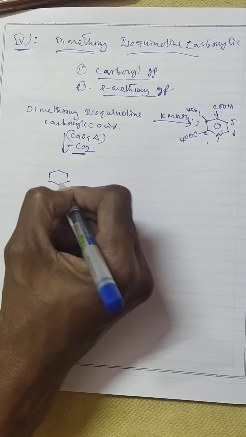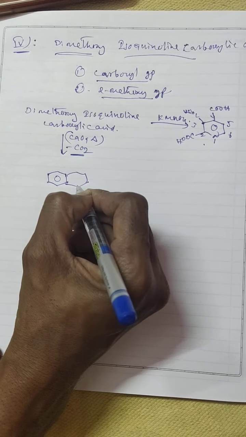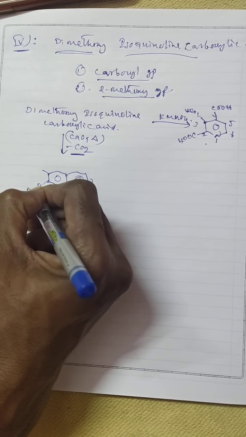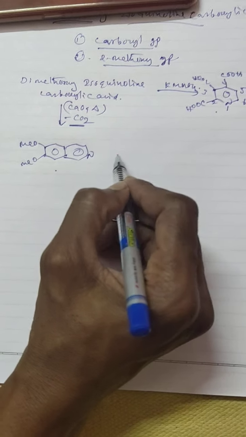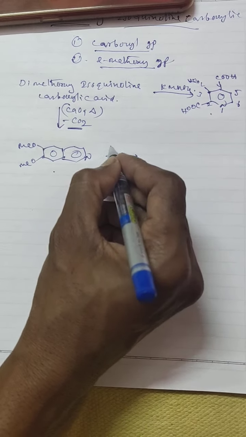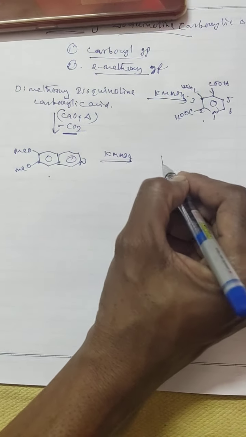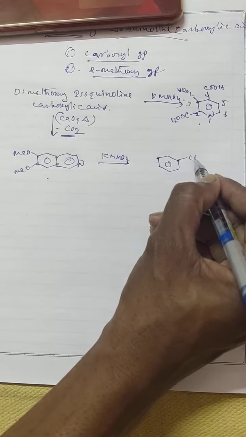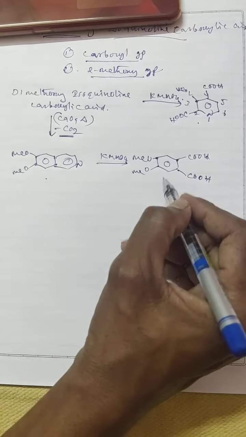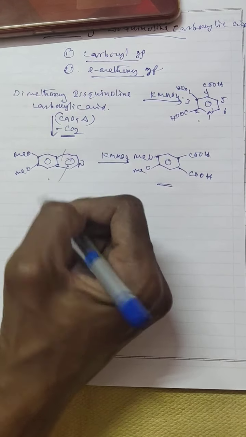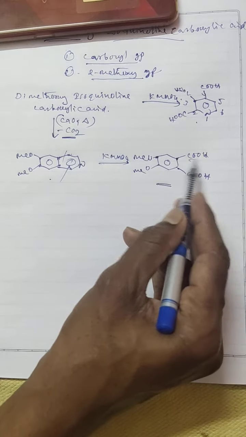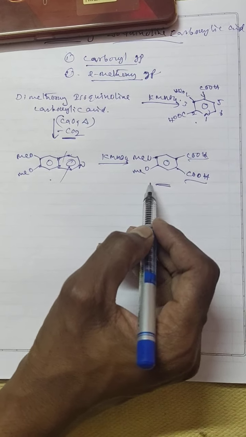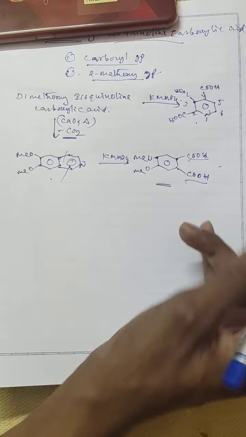So what is the structure of dimethoxy isoquinoline? So this is the dimethoxy isoquinoline, right? Next, which upon oxidation with KMnO4 forms meta-hemipinic acid like this. Meta-hemipinic acid contains two carboxylic acid and two methoxy groups. See here, oxidized, right? These methylene groups are oxidized, forms COOH. So forms meta-hemipinic acid, right?